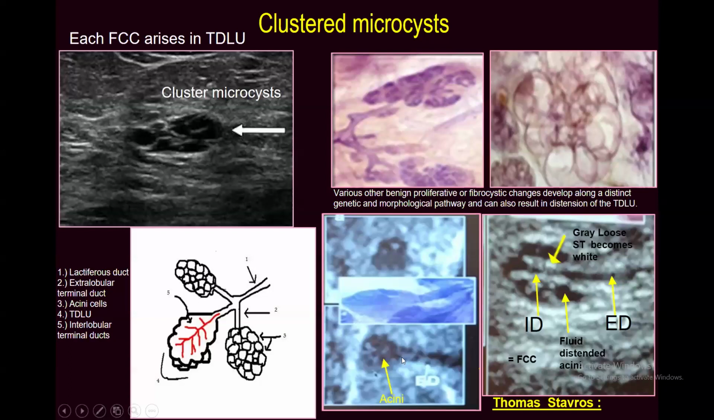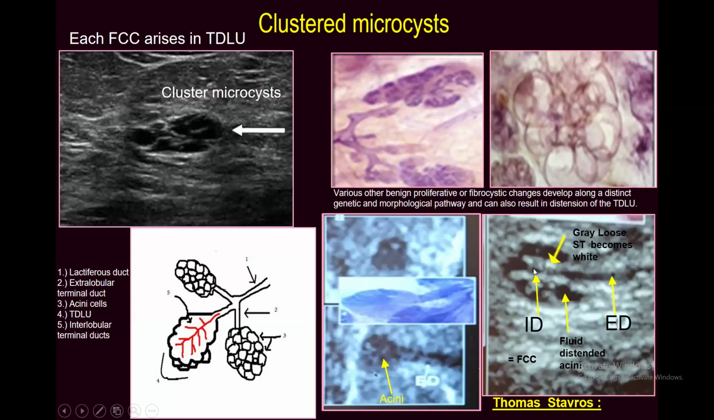Again, this is the image of Thomas Stavros of a normal terminal duct lobular unit in transverse and longitudinal views. Here you can see the extralobular terminal duct, and this is a lobule with tiny acini seen inside. This is also his image representing a cystic dilatation of acini. You see, these are cystic dilatations forming cluster microcyst.